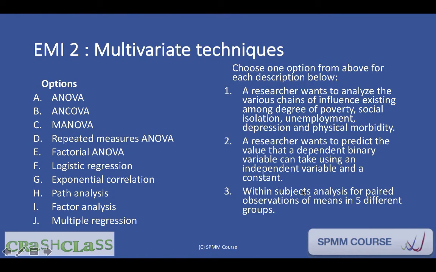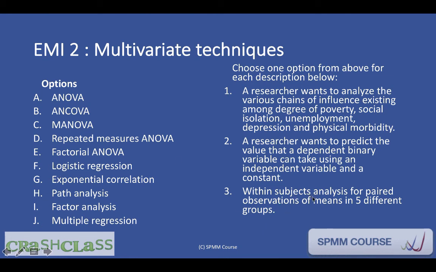So next question, multivariate techniques. Now choose one option from each of the descriptions below. A researcher wants to analyze the various chains of influence existing among poverty, isolation, unemployment, depression, morbidity. So chains of influence, you will choose path analysis, H. A researcher wants to predict the value that a dependent binary variable can take using an independent variable and a constant. Predict means regression. Okay. And what are you predicting? You're predicting some binary variable. So you should use logistic regression, F.